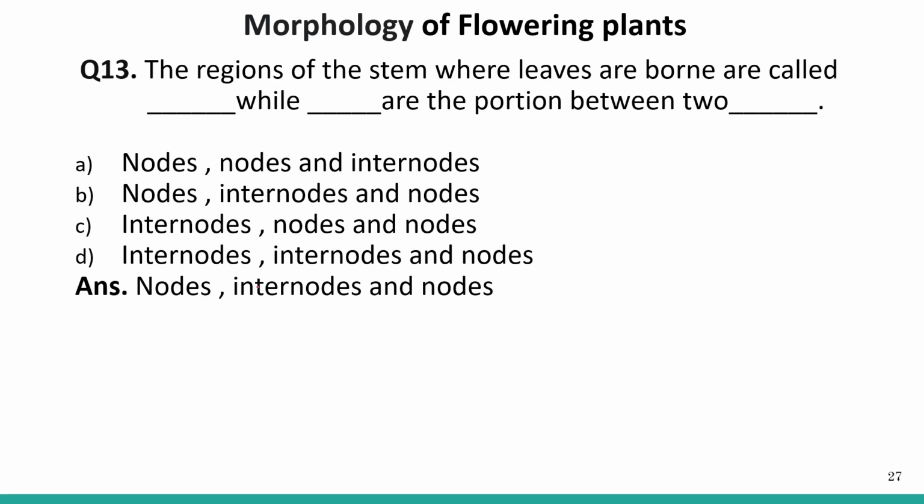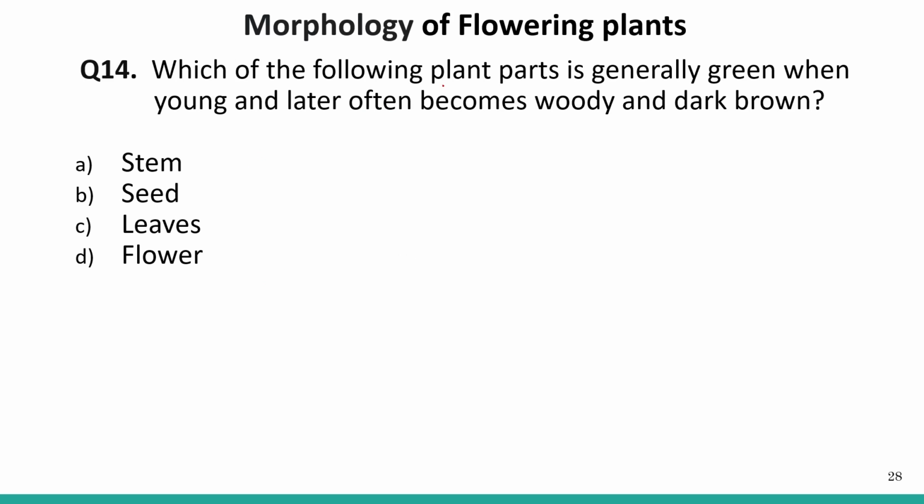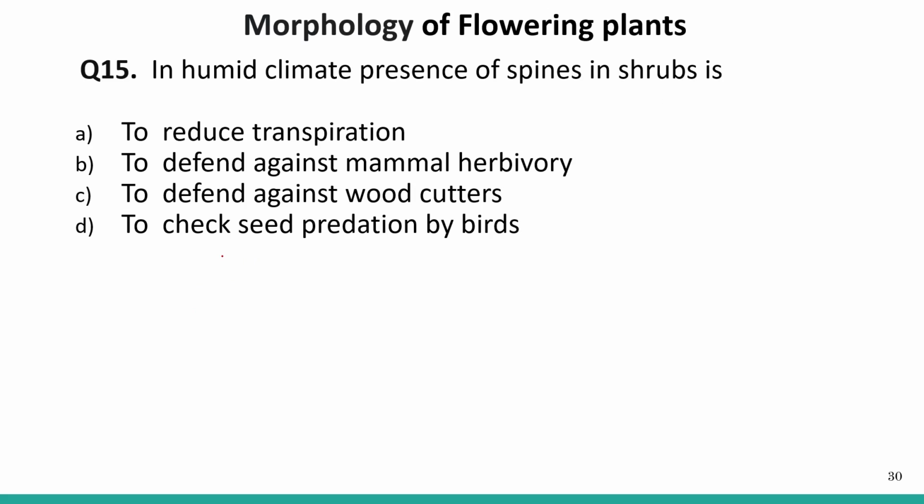Okay. Next question. Which of the following plant parts is generally green when young and later often becomes woody and dark brown? So stem, this is very simple. Stem, when the plant is young, is green in color. Okay. And it becomes woody and dark brown when it matures. So the stem part.